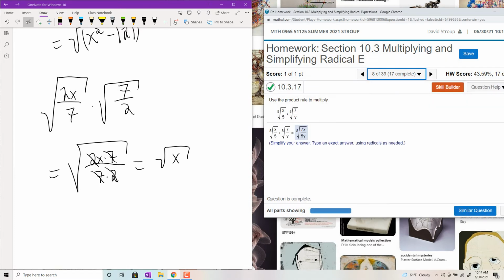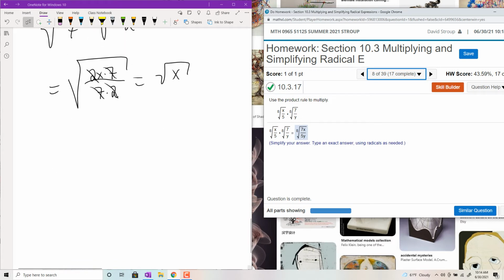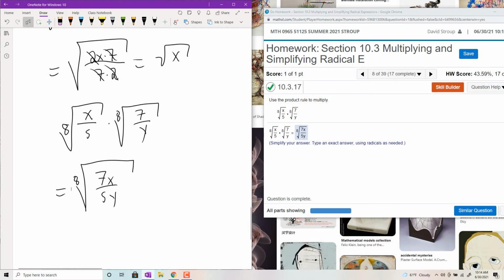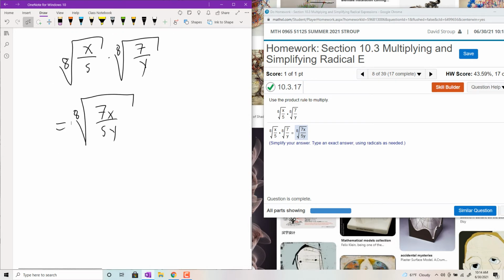Let's get number 8. Same deal here. 8th root of x over 5 times the 8th root of 7 over y. Multiplying out these fractions, you go just straight across. 7x over 5y, the 8th root of that. Later we do rationalization in later sections. You don't have to do that here though.